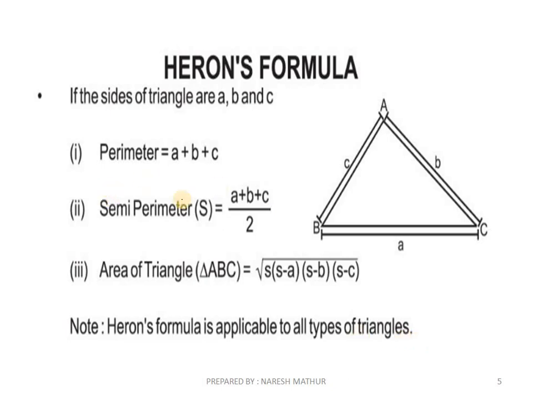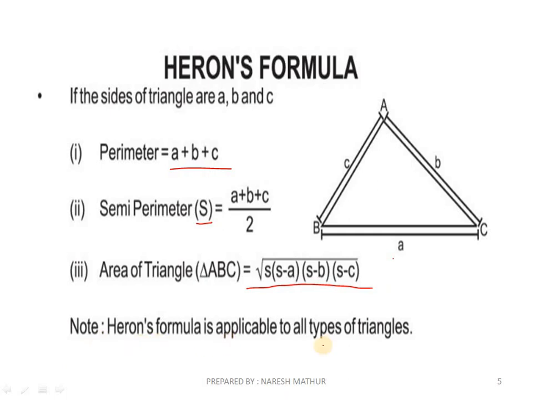So the term we use, S, stands for semi perimeter. Of course, perimeter is the sum of all sides a, b and c. Let's say this is a, b and c. Then semi perimeter is half of the perimeter. Then the area of triangle ABC is root of S, S minus A, S minus B and S minus C, where S is the semi perimeter and A, B, C are the sides of the triangle.